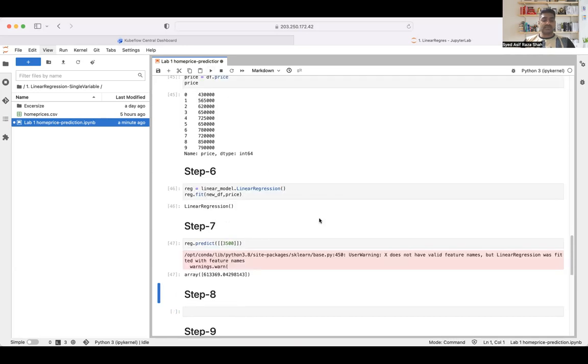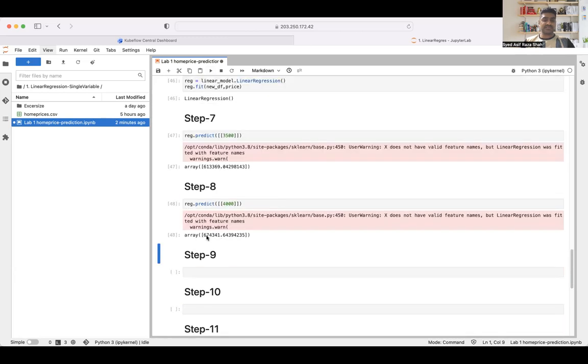So here you can see its price is around similar to what I showed you in my presentation. It's 6,13,369. And if I want to predict for another area, 4,000, it will predict something like 6,74,374. Now our model is ready, and it is going to predict the prices based on the given area that we want to predict.